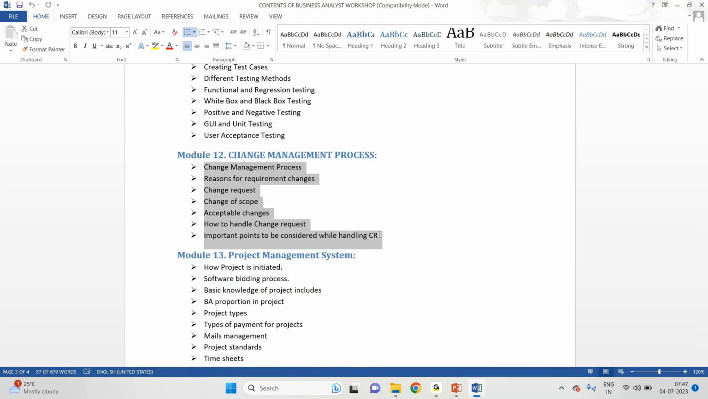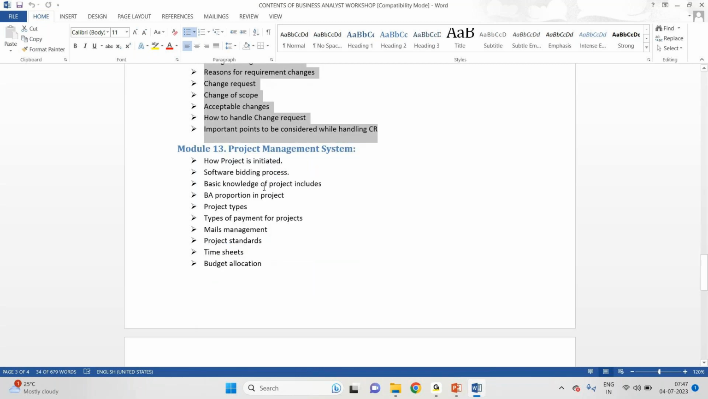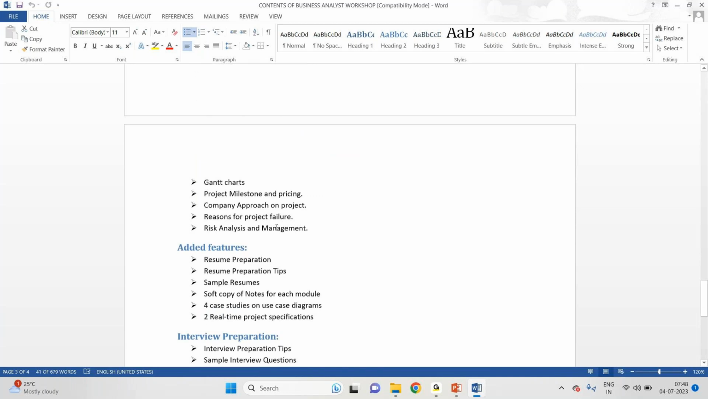Okay. Then module number 13 is all about project management system. Here I am going to explain how a project is initiated, how the software bidding process takes place, what is the basic knowledge of a project, like what is the BA's role in a project, what are project types, what are types of payments for a project, what is mail management, what are project standards, what are timesheets, what is budget allocation, and what are Gantt charts, and what are project milestones and pricing, what is the company approach on a project, and what are the reasons for project failure, and risk analysis and management.